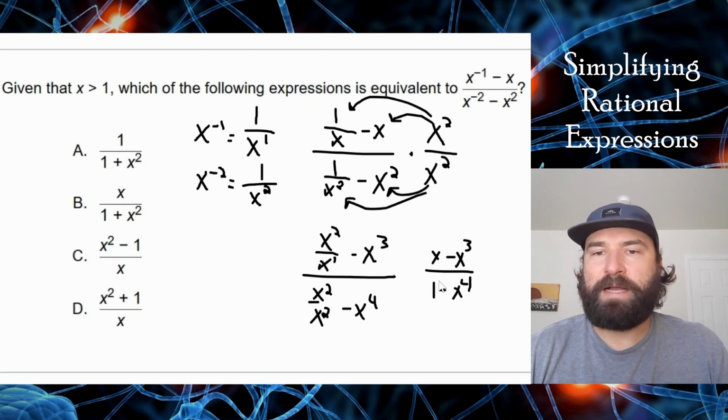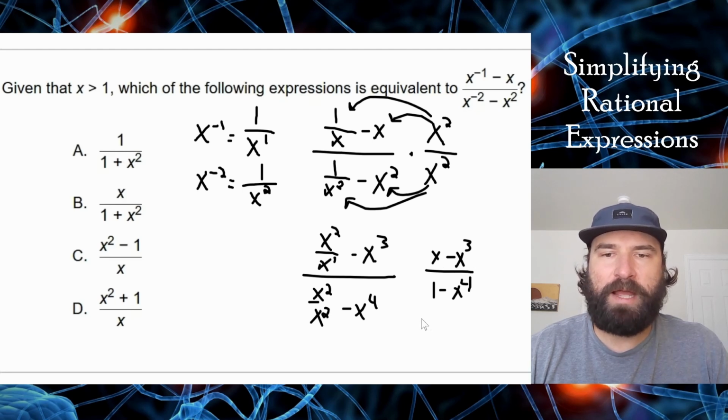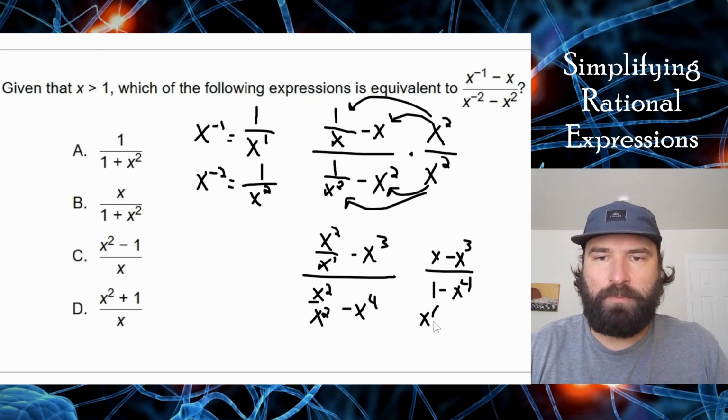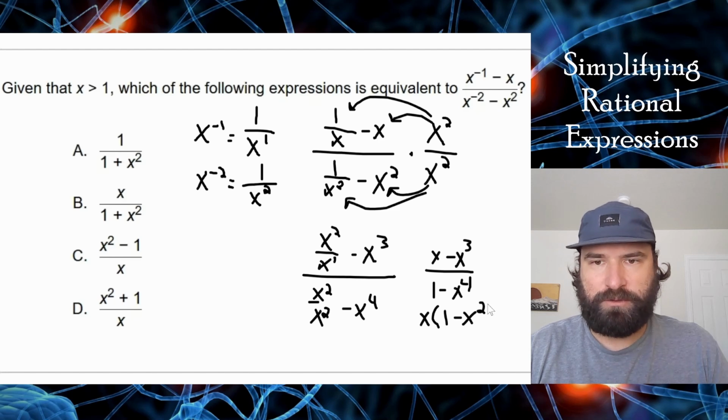Now we're going to do some factoring. So on top, we have a greatest common factor. Both of these things have an x. When we take out that x up top, what we're left with is 1 minus x squared, because x to the third divided by x is just x squared.